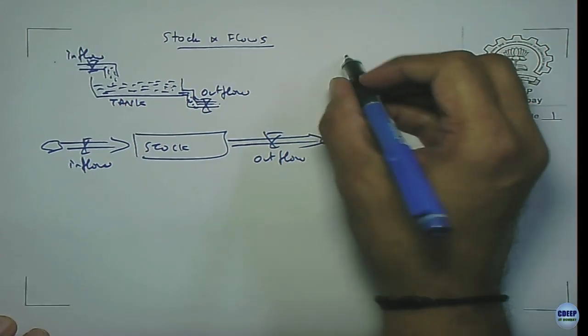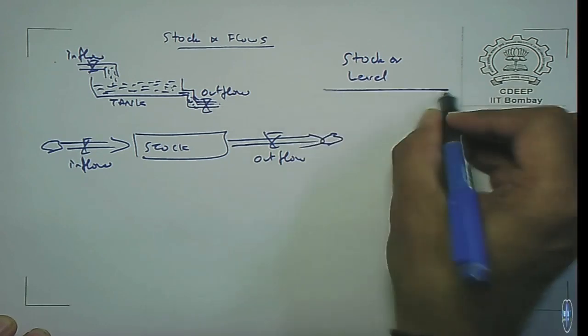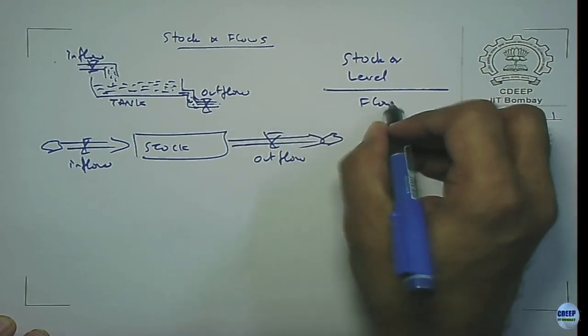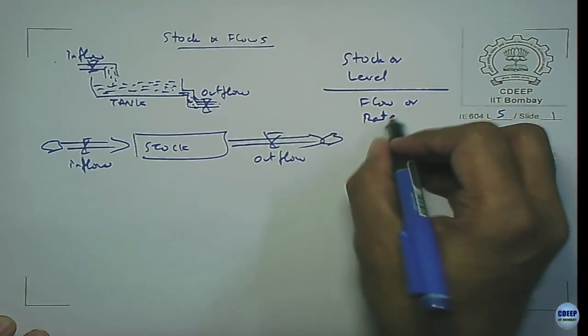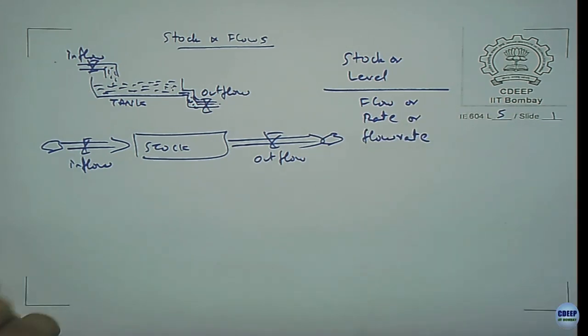So, it's called stock or level, it means the same thing. Flow or rate, or some books even call it flow rate, it depends on what you look at. So, it all means the same thing.